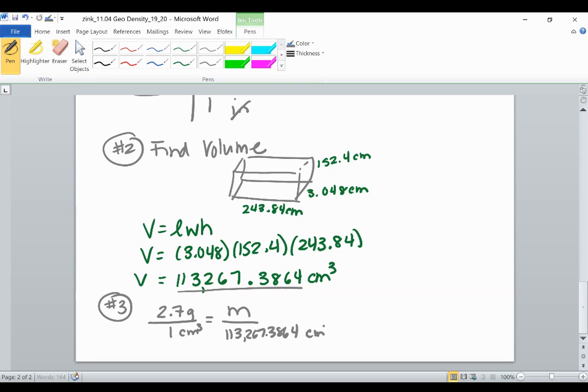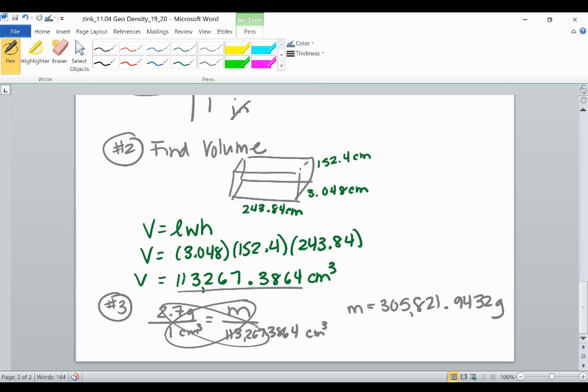113,267.3864 cubic centimeters. And then you can cross multiply. So you do that, it's the same thing. You're multiplying by 2.7, dividing out your cubic centimeters, which is going to give you how many grams you have. So you should get 305,821.9432 grams. And we're still not done yet because we were asked to find how many pounds the island weighs.